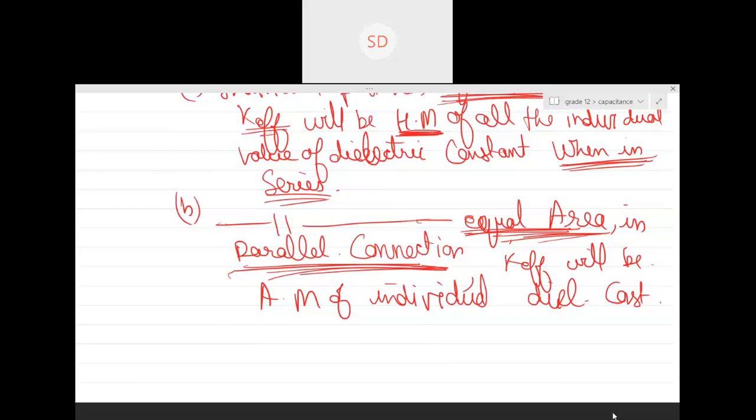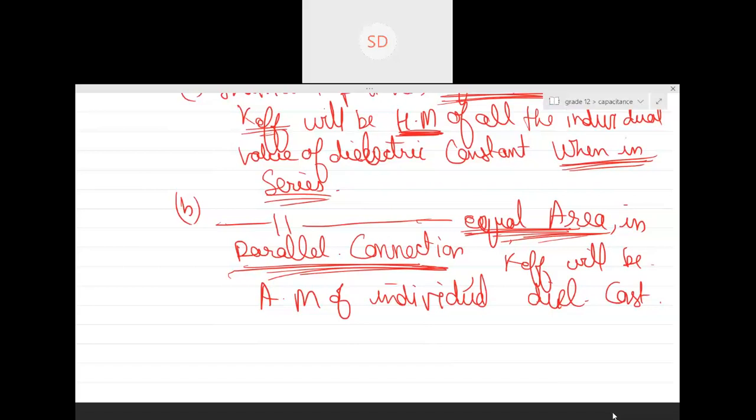Now we'll discuss two things. One is energy stored in a capacitor, and one is work done by a battery. And then we'll form some more questions on series and parallel. So in 2 more lectures, capacitance will be over.